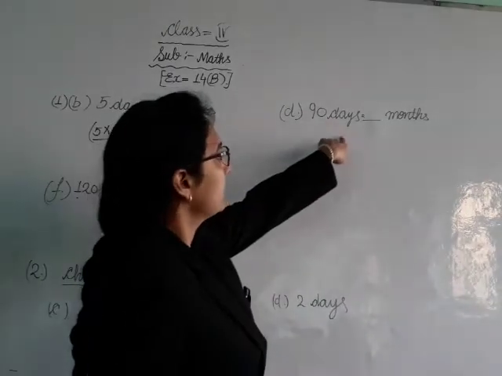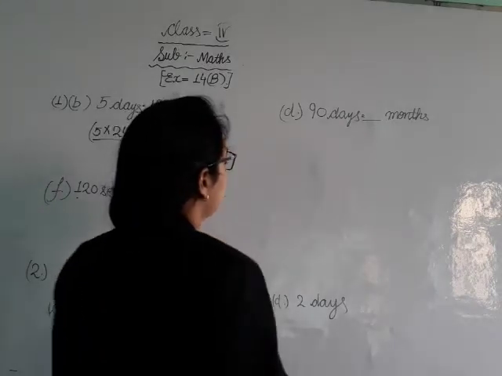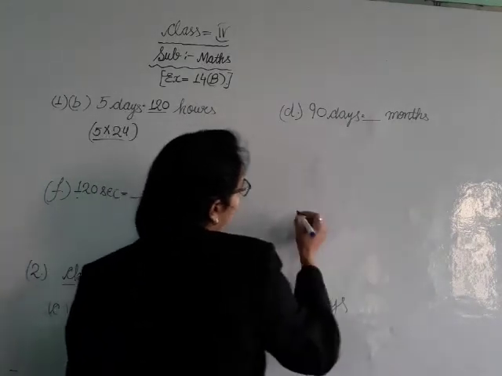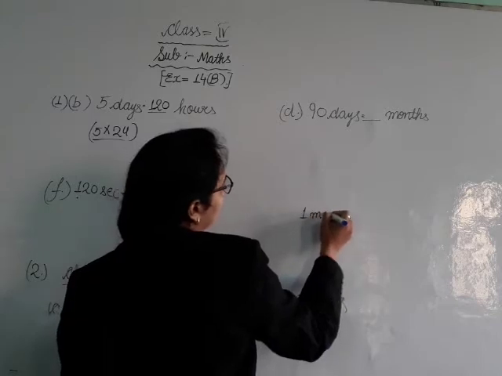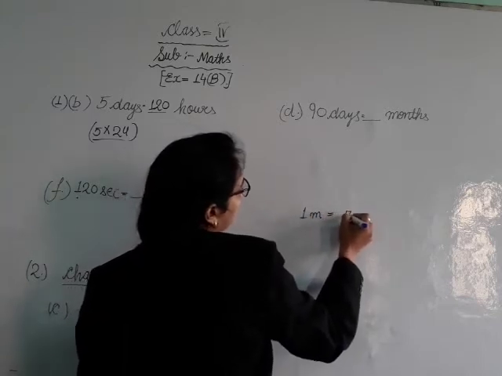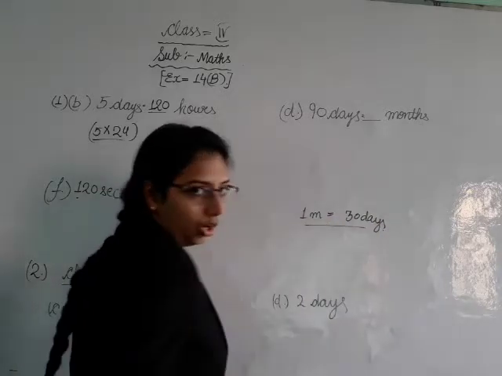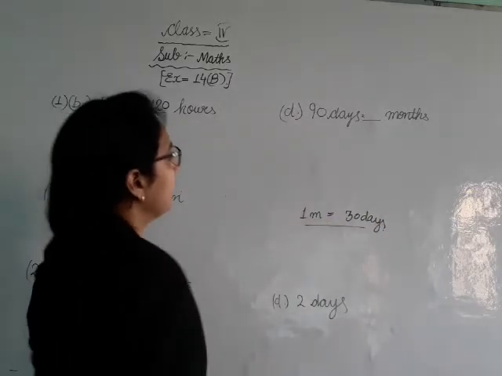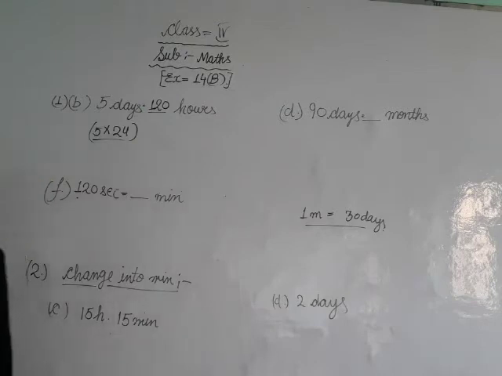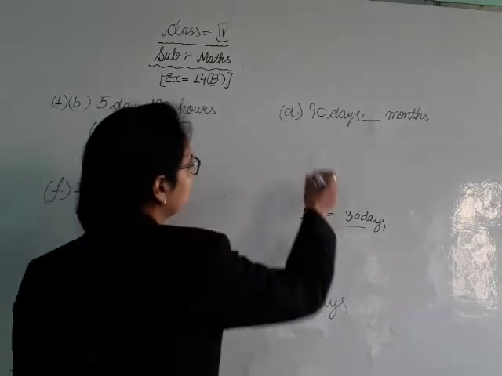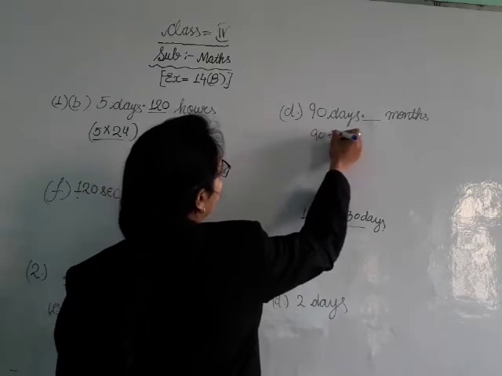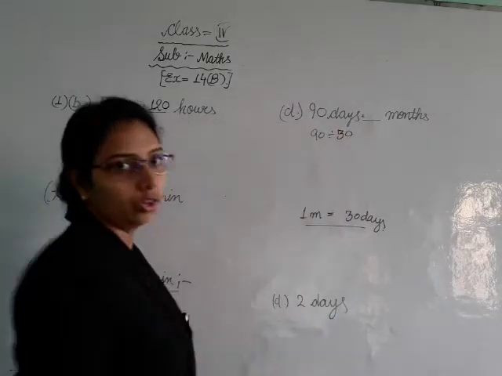Now D part, 90 days to months. Tell me, what is the relationship between days and months? We know very well 1 month is equal to how many days? 30 days. Generally we take 30 days. Now 90 days we have to convert into months. So what do we have to do? 90 divided by 30.